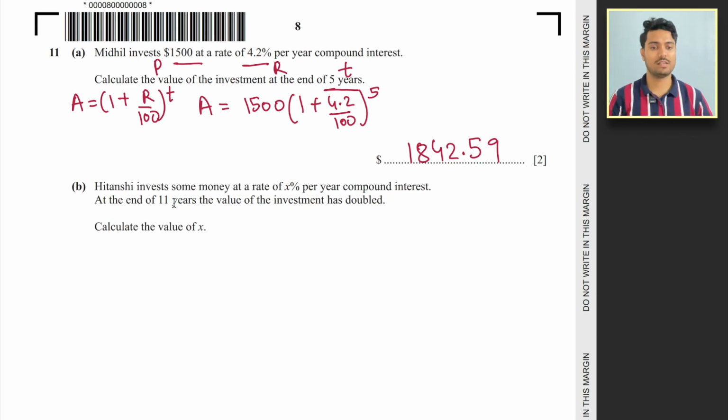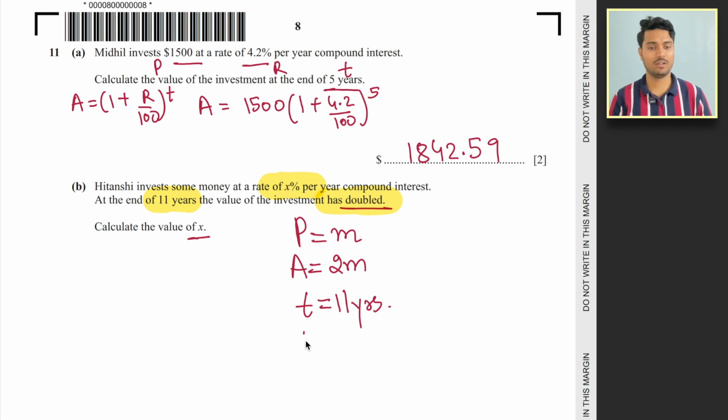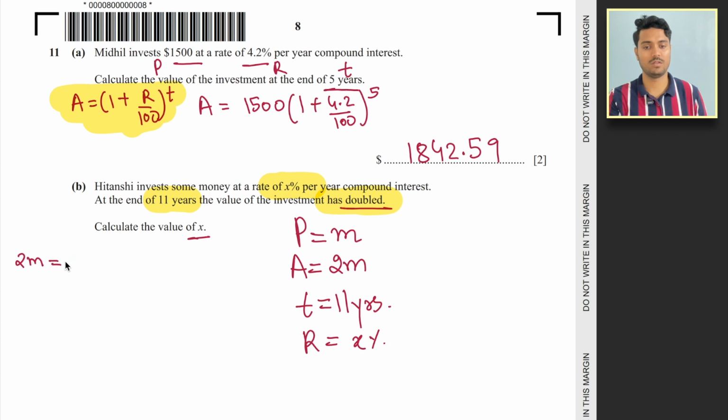Let's check part B. It says Hitanshi invests some money at a rate of x percent per year compound interest. At the end of 11 years, the value of the investment has doubled. Calculate the value of x. So now there are a lot of things unknown to us. The rate of interest is x, and after 11 years the investment is going to be doubled. So let's say initially her principal amount was M, and after 11 years her amount increased to double, which is 2M, the time period is 11 years, and the rate of interest is x percent. We can use the same formula again: amount A equals P times (1 plus r upon 100) raised to t. So the amount is 2M, principal M, 1 plus x upon 100 raised to t, which is 11.